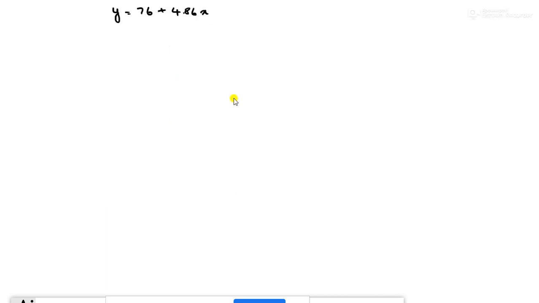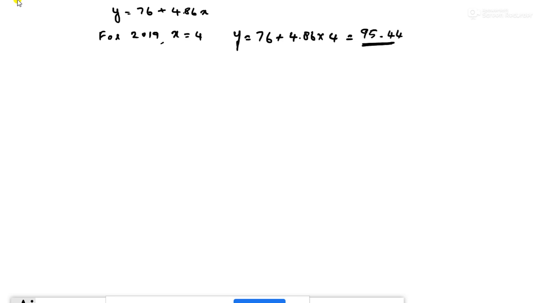Okay, you can compute the trend value for 2019, where x is equal to 4. So y is equal to 76 plus 4.86 into 4, that is 95.44. So this will be the trend value for the year 2019 where x is equal to 4.